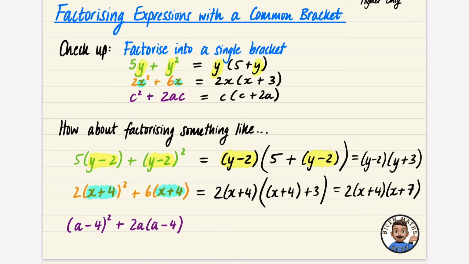Look at the similarities to the earlier question. There was an x and a 2. There is a 2 and an x plus 4. So where there was an x, there is an x plus 4. And where there was an x here, there is an x plus 4 here.